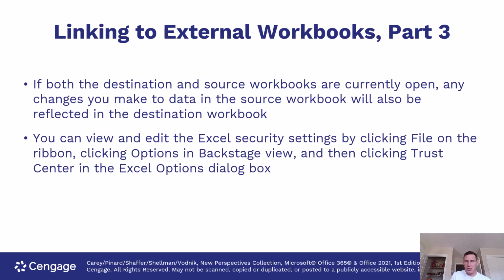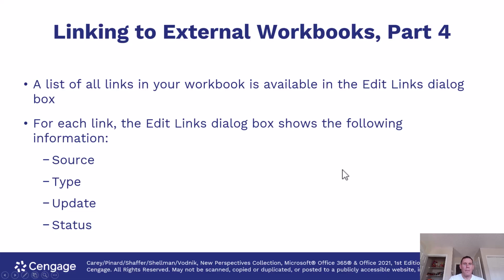Now, if both the destination and source workbooks are currently open, any changes you make to data in the source workbook will also be reflected in the destination workbook. Now you can view and edit the Excel security settings by clicking File on the ribbon, clicking Options in Backstage View, and then simply clicking Trust Center in the Excel Options dialog box. And again, that's where you can go and check out the Excel security settings. Now, a list of all links in your workbook is available in the Edit Links dialog box.